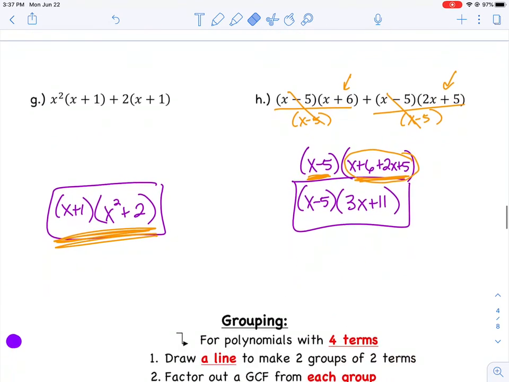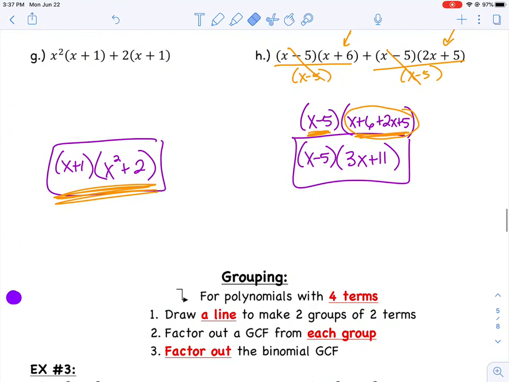Make sure that you're practicing those factors, the greatest common factor, because we're going to be using that technique here in a second for the next video on grouping.